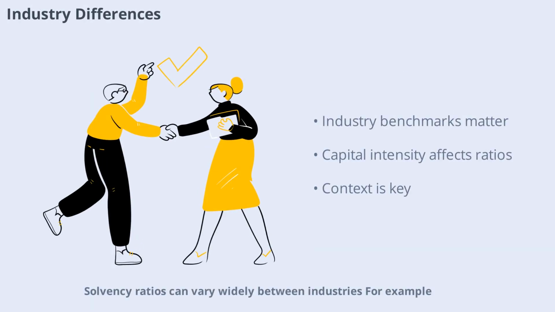Solvency ratios can vary widely between industries. For example, capital-intensive industries like utilities or manufacturing often have higher debt levels, while technology or service companies may operate with less debt. It's crucial to compare a company's ratios with industry benchmarks to get an accurate sense of financial health. This context helps avoid misinterpretation and leads to better decision-making.